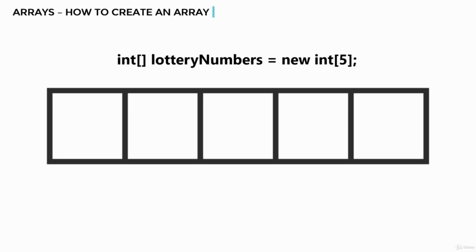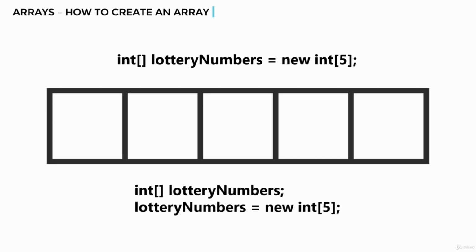First, you have to define the data type that will be stored, then square brackets that show Java that it's not a variable. After that, the array's name, lotteryNumbers, then equals, the new keyword, the data type again, and the size of the array in square brackets, and finally a semicolon. You can also separate the creation and the definition of the size, but you cannot use it until you tell Java what the certain size of the array is.